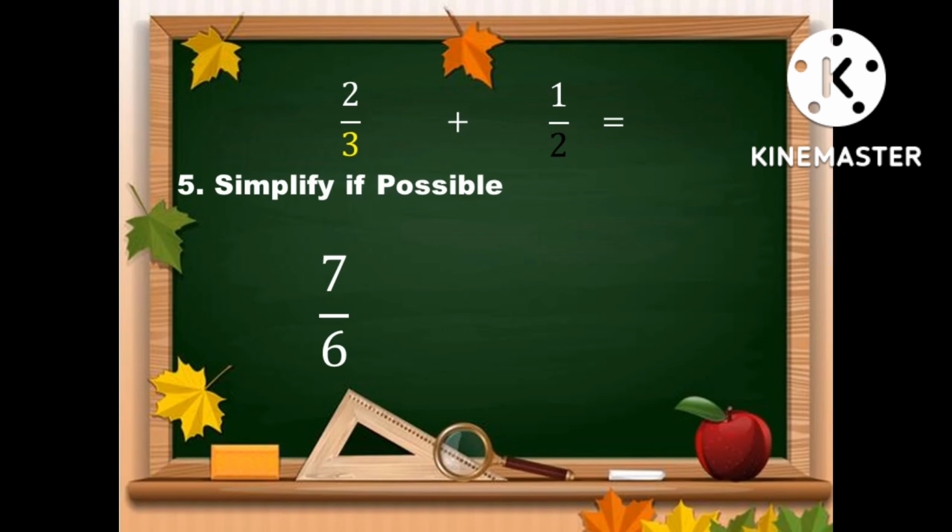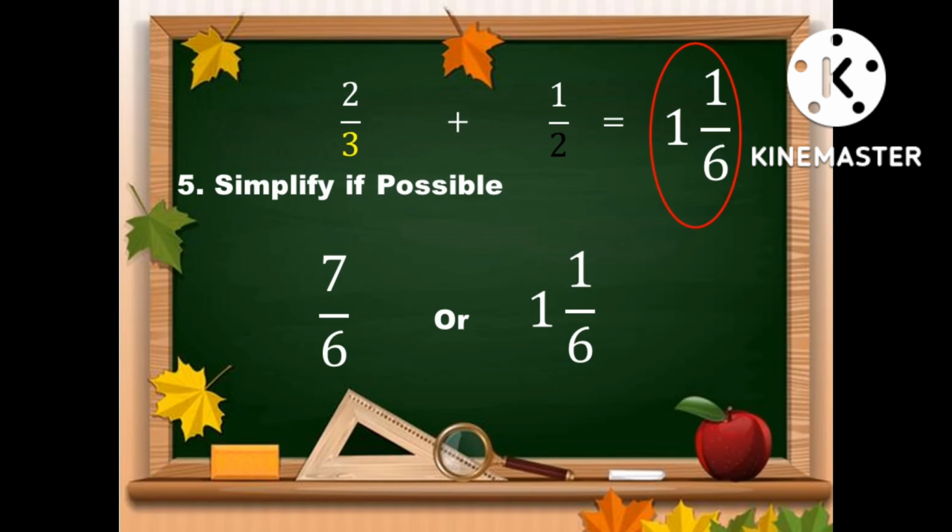Why? Because 7 is bigger compared to the denominator. So to simplify this, we just divide 7 by 6 and your answer will be 1 and 1/6. In other words, 2/3 plus 1/2 is equal to 1 and 1/6. And this is the sum. Okay, so let's have another example.